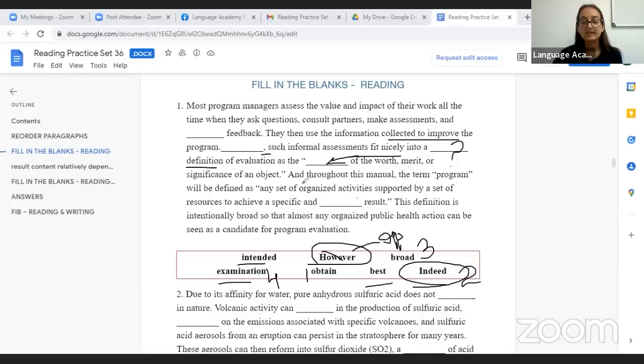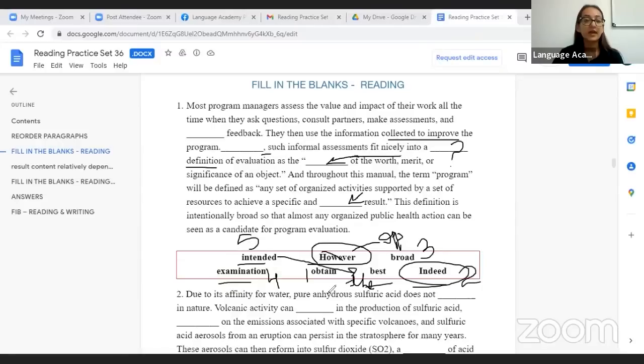And the last one says, and throughout this manual, the term program will be defined as any set of organized activities supported by a set of resources to achieve a specific and intended result. So what kind of result? Specific and intended, because the only options we have are intended and best. Best is the third form of verb that cannot come without the. So we cannot put best here. So we are left with only intended result. So these are the answers.